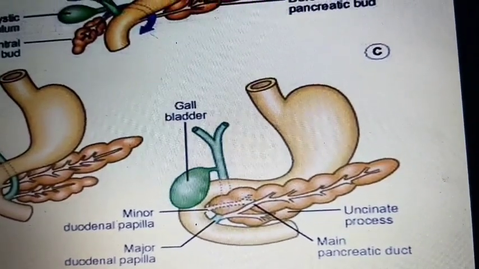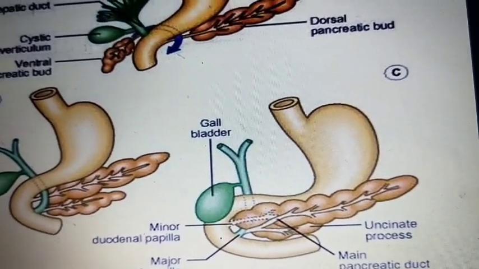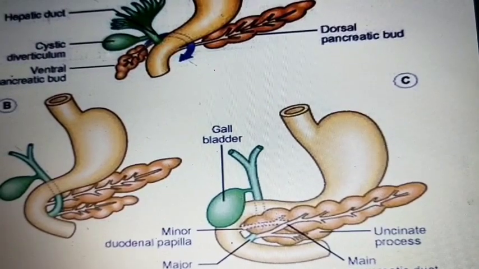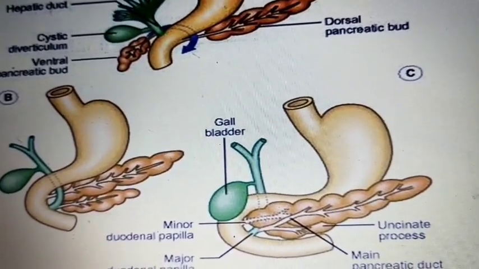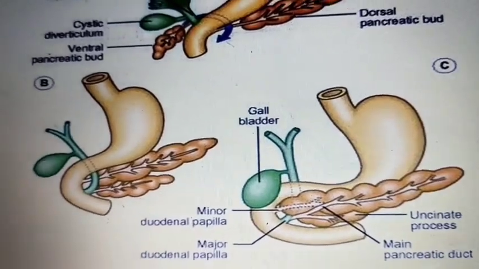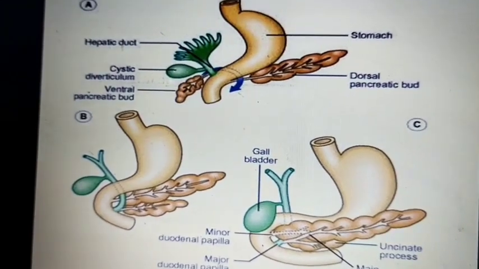Okay, and the uncinate process will form from the ventral bud of the pancreas, and the dorsal bud forms the head, body, tail, everything, and in that mainly the minor duodenal papilla happens. Like that the rotation of the biliary tree happens.